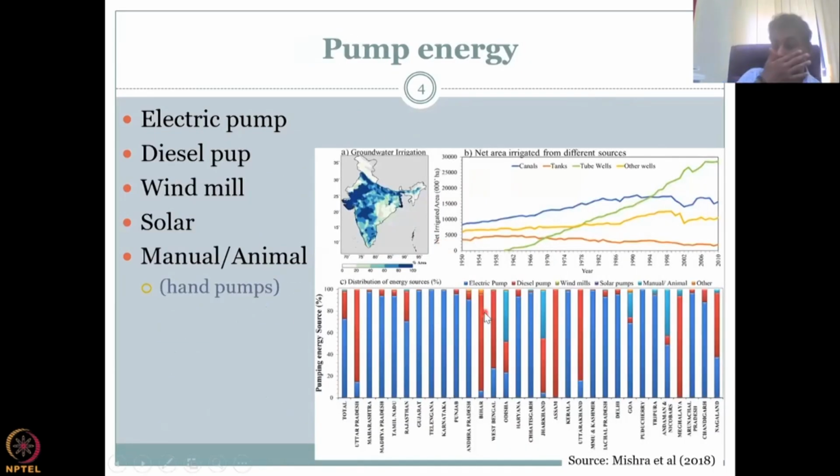What are the key energy types available, and why is there a different pattern between the states? Think about these. I would like you to think before the next class rather than me jumping into these descriptions, so that it makes you think.